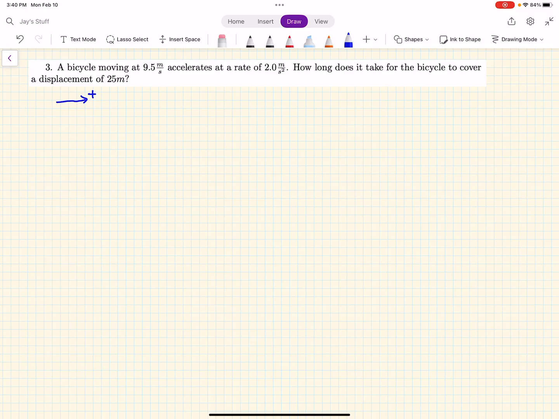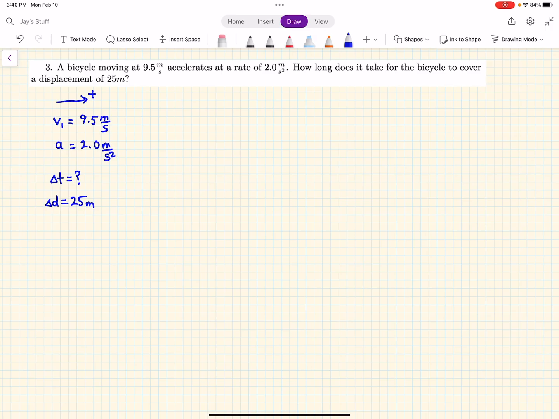It says that it's moving at 9.5 meters per second and then accelerates. So that 9.5 is our v1. That is the initial velocity. Acceleration is given as 2 meters per second squared. It's asking how long, so delta t is something we need to find out. And it says that the displacement is 25 meters. And it's assumed that this is 25 meters forward.